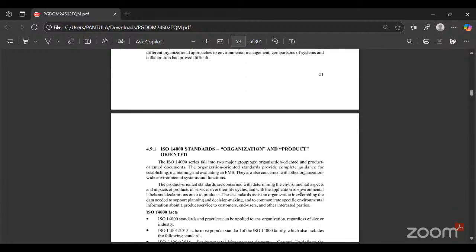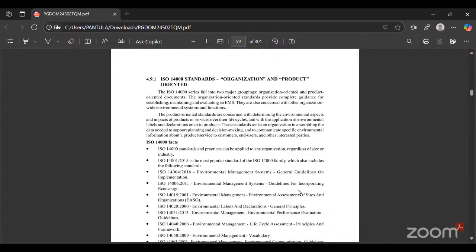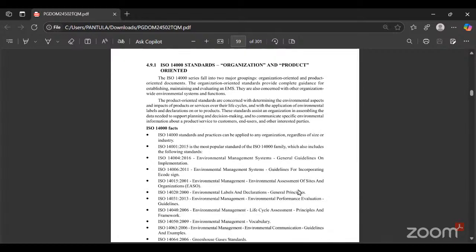Next, the ISO 14000 standards are organization and product oriented. The standards are practically applied to organizations regardless of the size of the industry. ISO 14001:2015 is the most popular standard of the ISO 14000 family, which includes the following standards.